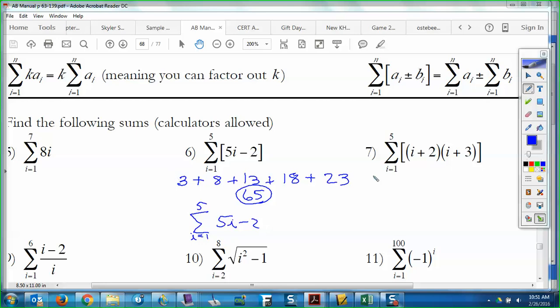Instead of me giving you this sum this way, what if I'd have given you this? 5 times 1 minus 2 plus 5 times 2 minus 2 plus 5 times 3 minus 2 plus... you think you could have seen the pattern then? Do you suppose you'd have seen the pattern? Where would the i have gone?